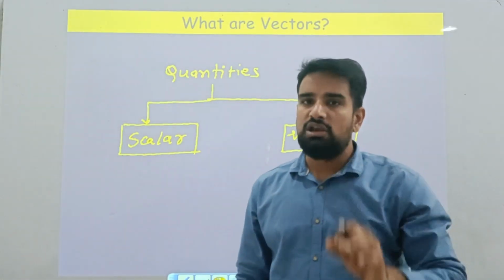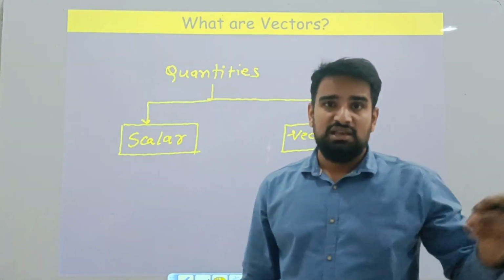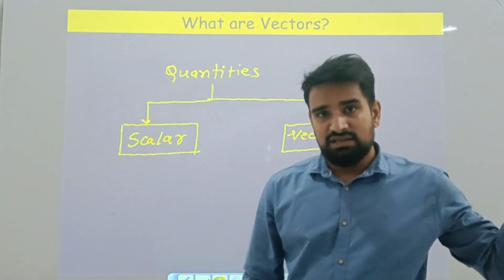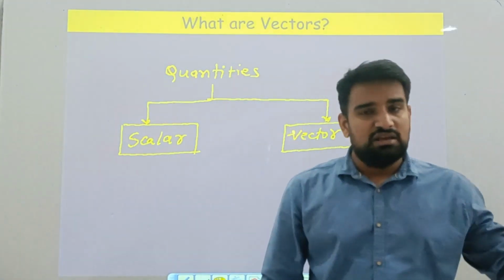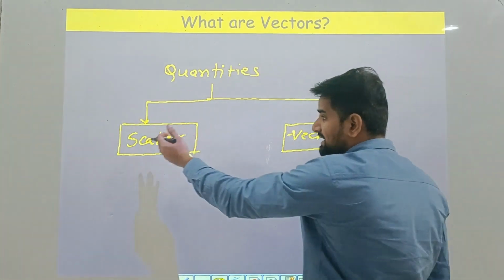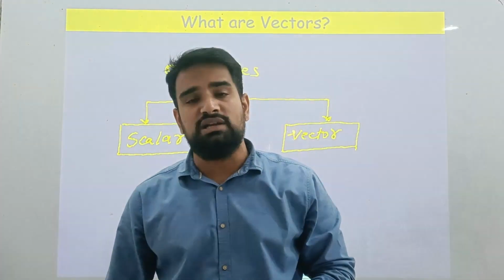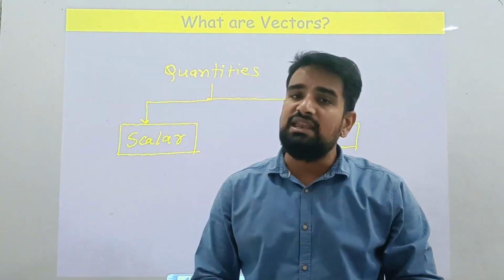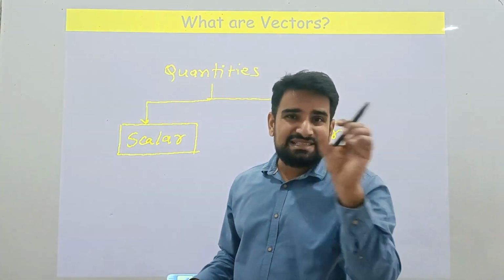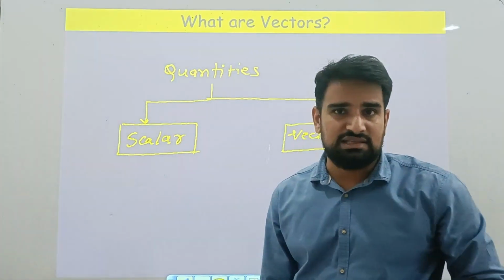Physical quantities are only those quantities which can be measured, like temperature, electricity, mass, length. All those are physical quantities. Among those physical quantities, some are scalar and some are vector quantities. Scalar quantities are the quantities which do not require any kind of direction. They contain only a scale, only a magnitude. That is why they are known as scalar quantities.